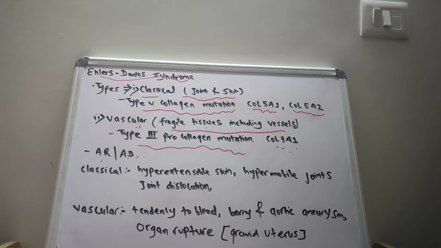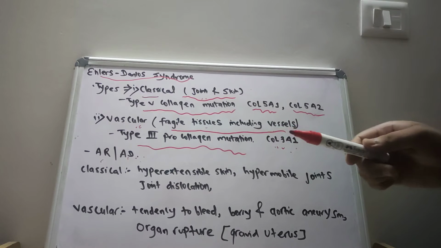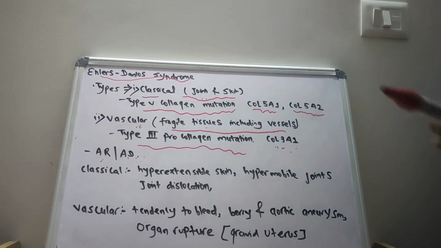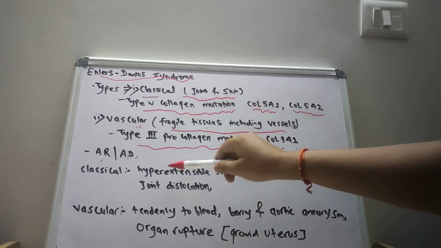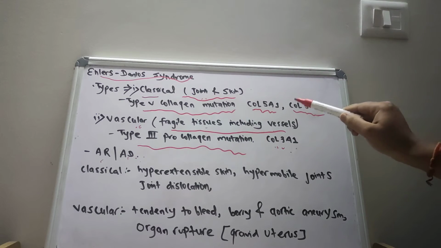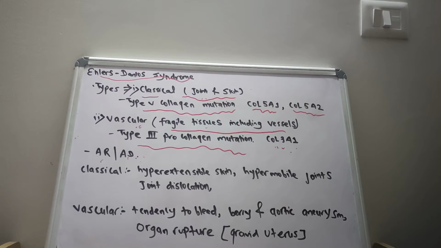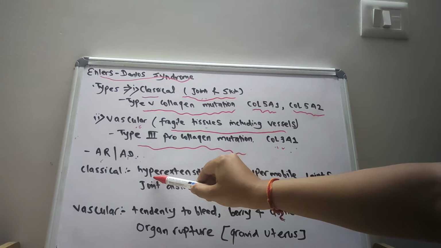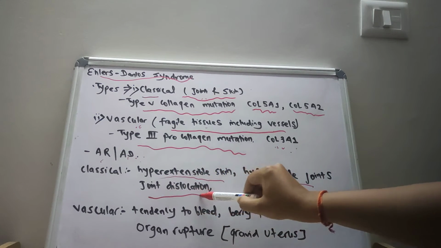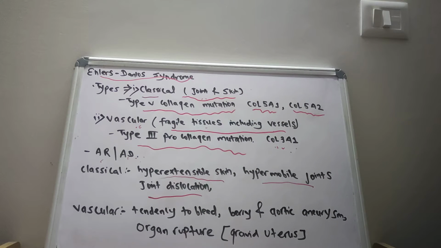Now what is the presentation? How does Ehlers-Danlos syndrome present? If it is the classical type of the syndrome, that is, a defect in COL5A1 and COL5A2, meaning collagen 5A1 and collagen 5A2, then there will be hyperextensible skin, hypermobile joints, and there could be presentations like joint dislocation.